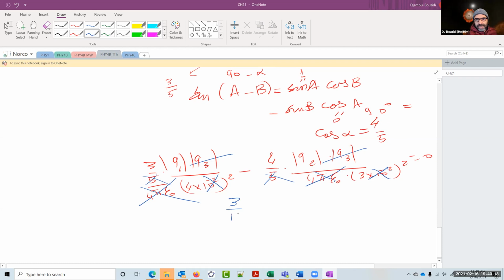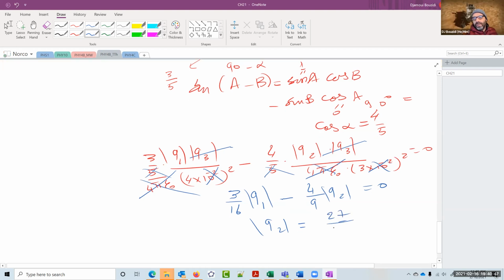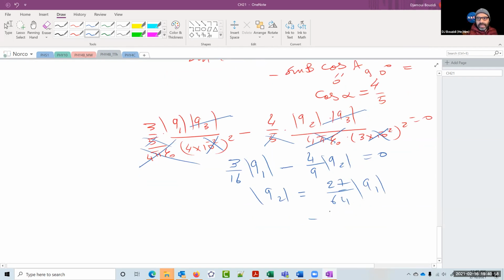3 over 16 times Q1 in magnitude minus 4 over 9 times Q2 in magnitude equals to 0. From here, I can find the value of Q2 in magnitude equals to what? 9 times 3, that's 27, divided by 4 times 16, which is 64. So it's going to be 27 over 64 Q1. And I know Q1 is 2 microcoulombs. 2 cancels the 64, and I'm going to end up with 27 over 32 microcoulombs, okay? But it is positive. I know it's positive from the previous argument. So we know its magnitude and we know its value.